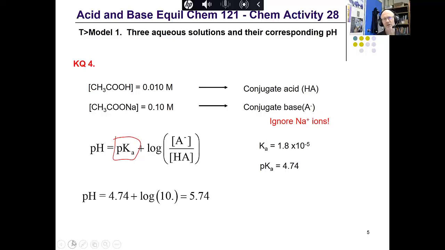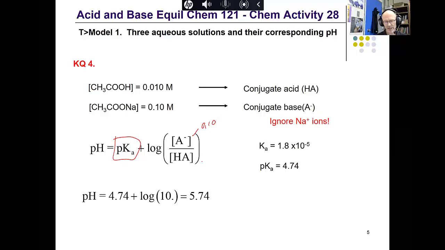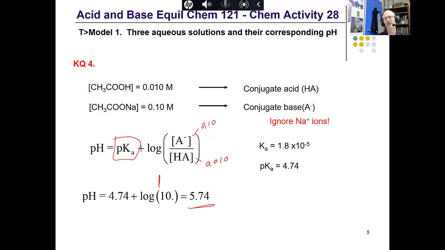Now, as we see, the conjugate base's concentration is larger than the conjugate acid's concentration. So the conjugate base here is at around 0.1 molar. The conjugate acid is around 0.01 molar. When you take that ratio, we see a value of 10. Of course, the log of 10 is equal to 1. 4.74 plus 1 is 5.74. Does this make sense? Well, it's a pH greater than 4.74.